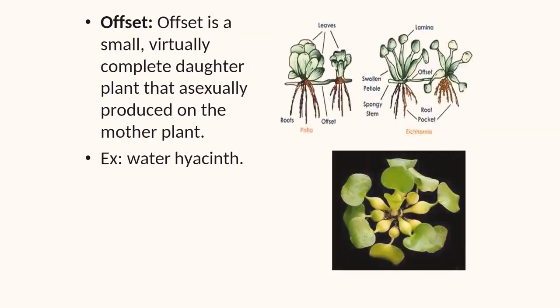Next is offset. An offset is a small, virtually complete daughter plant that is asexually produced on the mother plant. They are generally found in aquatic plants. The thick and fleshy runner of aquatic plants is called an offset, which develops a tuft of leaves at the apex. Here, apex means the top portion and tuft of leaves means a group of leaves. For example, pistia, commonly known as water lettuce, and Eichhornia, commonly known as water hyacinth.